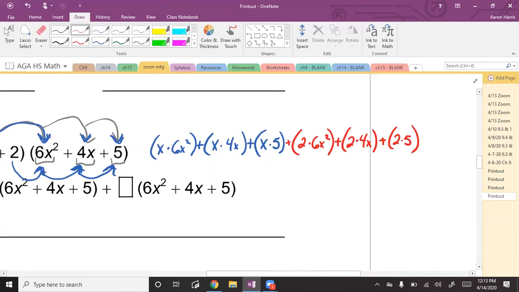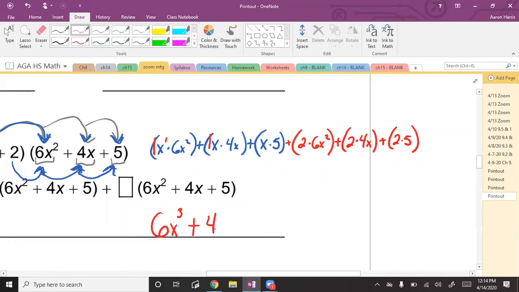All right, so let's do this. What is x to the first power times 6x squared? 6x cubed. Good. What number's in front of that x? 1. 1 times 6 is what? 6. So remember, we're multiplying, we're not adding. So what's the number in front of this x? It's 1. So 1 times 4 is what? 4x.